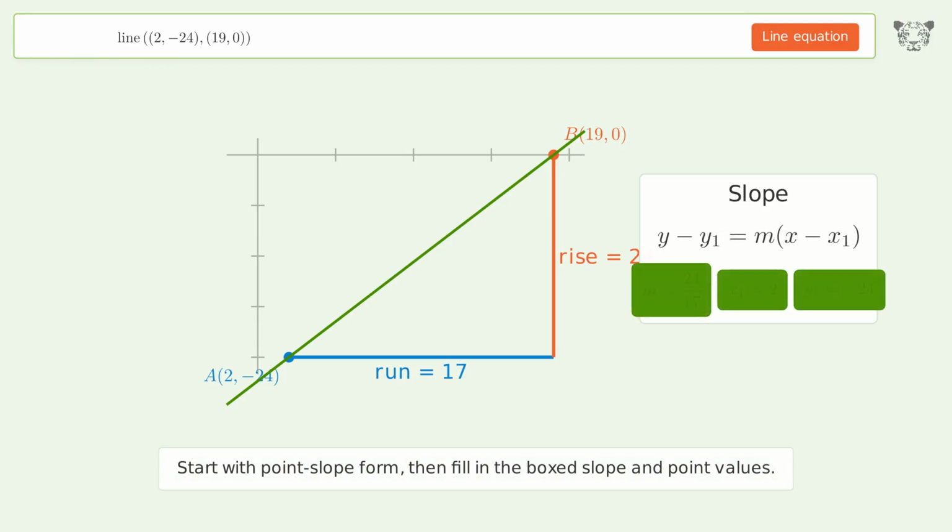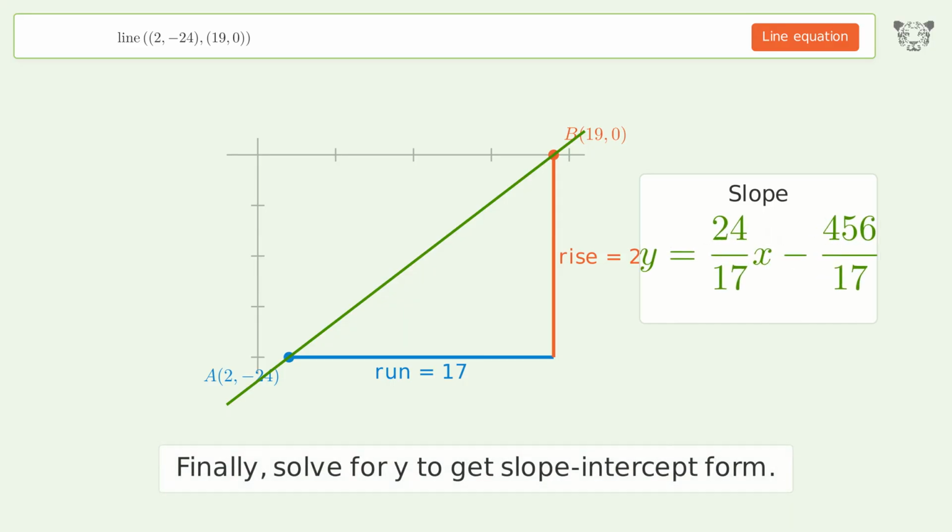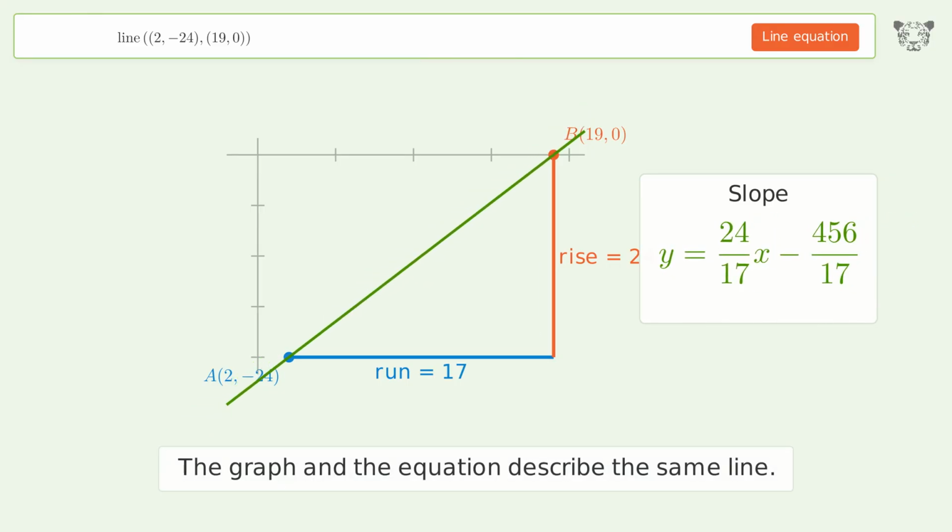Start with point-slope form, y minus y1 equals m times x minus x1. Then fill in the boxed values. Slope is 24 over 17, x1 is 2, and y1 is negative 24. That gives the specific point-slope equation for this line. Finally, solve for y to get slope-intercept form. The graph and the equation describe the same line.